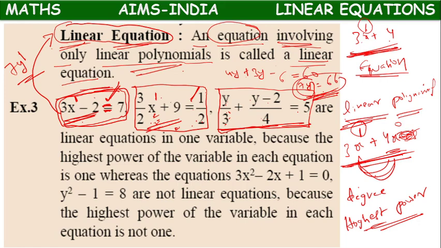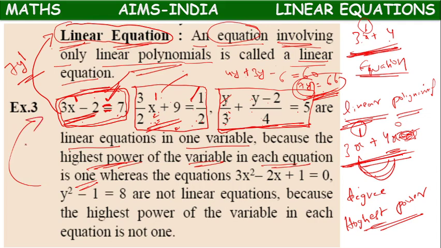So these three are linear equations in one variable. In the first two equations, x is the one variable. In the third equation, y is the variable. In all 3 examples, the highest power of the variable in each equation is 1.